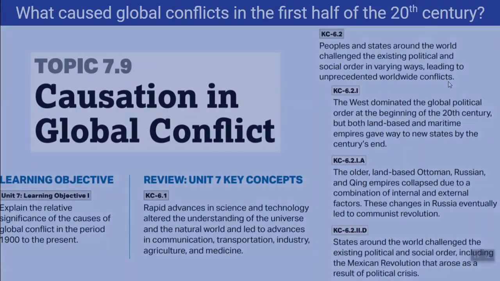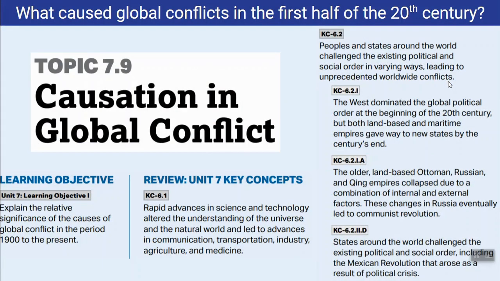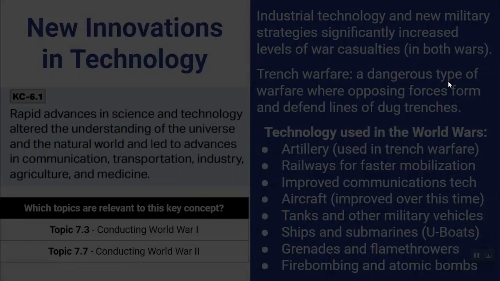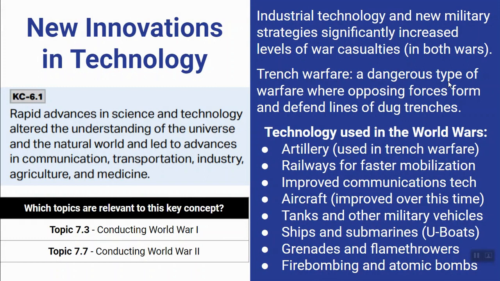Topic 7.9 is the review topic for Unit 7. The AP reasoning skill that's focused in this topic is causation, and so we're looking at causation in global conflict. The essential question we're answering in this topic is what caused global conflicts in the first half of the 20th century. We'll now review each of the key concepts that is recommended for review by the College Board.